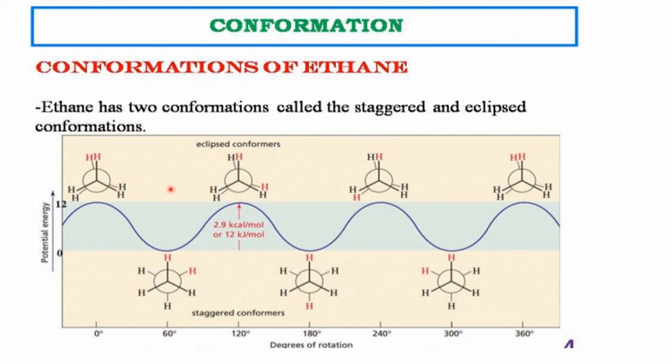So we could say eclipsed conformations are least stable while Stargate conformations are highly stable. The energy diagram clearly shows that the potential energy of all the Stargate conformations, whether the dihedral angle is 60 or 180 or 300 etc., is minimum, while for eclipsed conformations the energy is maximum.